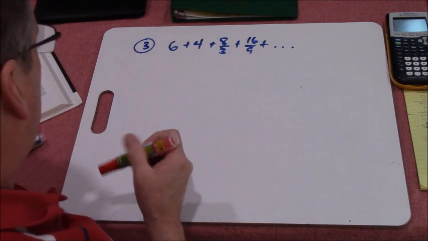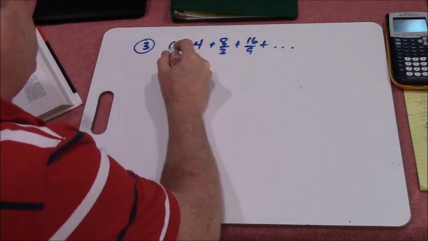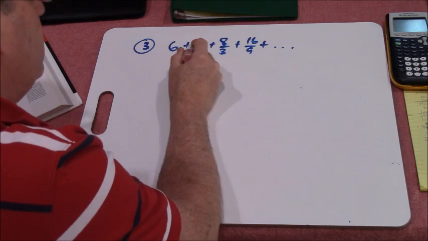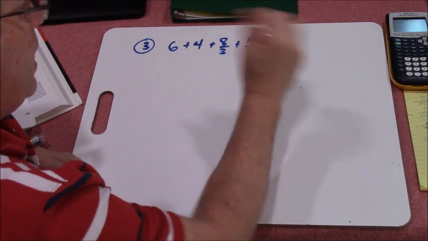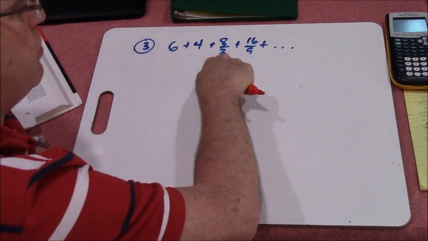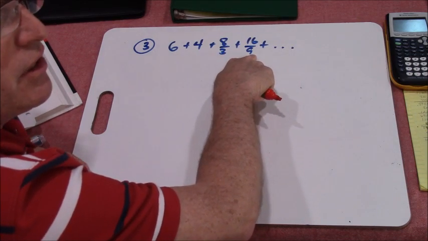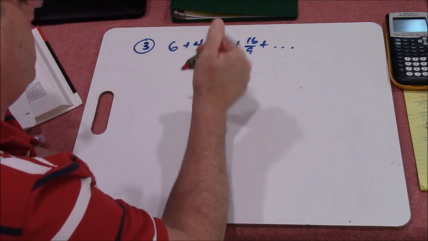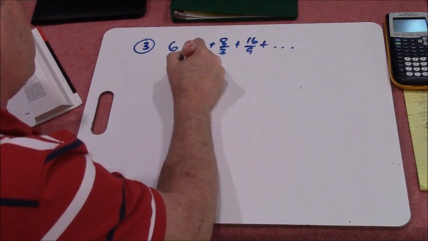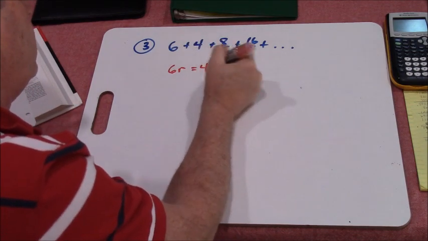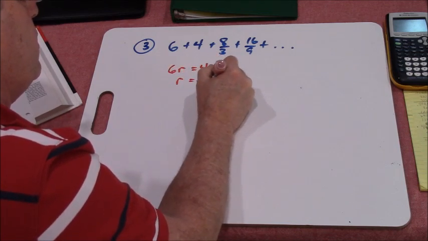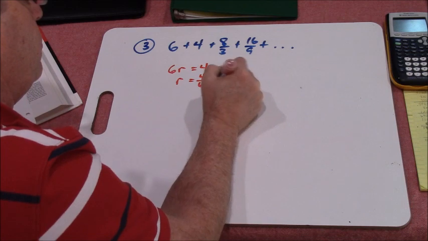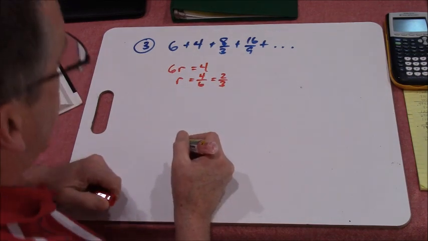So again, I need to figure out what the r value is. So I'll just take the first two terms. You don't have to take the first two. You can take any two terms. I could say 8/3 times r equals 16/9. It just makes sense to pick the two easiest ones. So I'll do that. 6 times r has to equal 4. So if I move that 6 over and divide, I get 4/6, which reduces down to 2/3. That's what we're multiplying by.